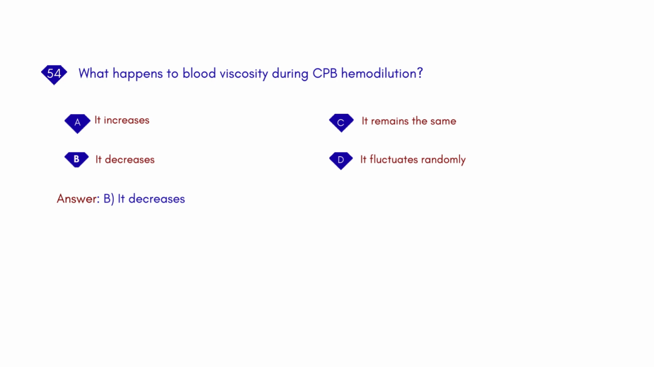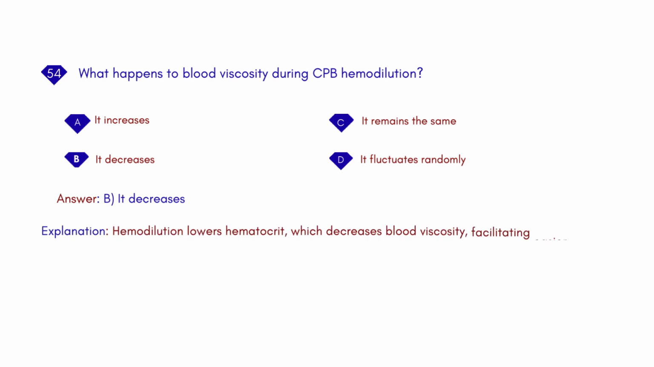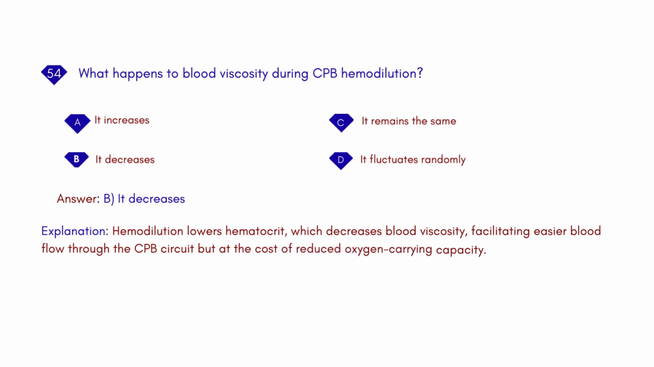It decreases. Explanation: Hemodilution lowers hematocrit, which decreases blood viscosity, facilitating easier blood flow through the CPB circuit but at the cost of reduced oxygen carrying capacity.